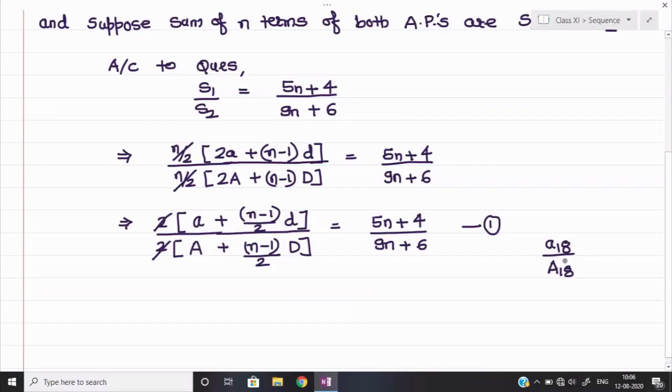So A18, what will be the value here? A18 will definitely be a plus 17d, if I write it in the form of a plus (n minus 1) into d. And capital A18 will be the same, capital A plus 17 into capital D.